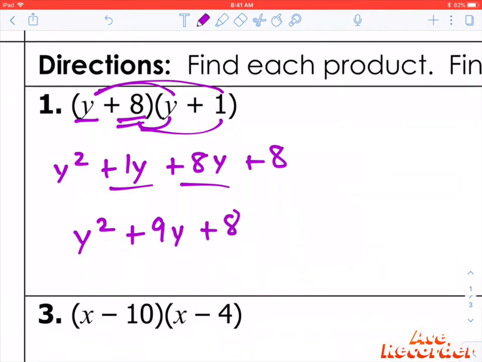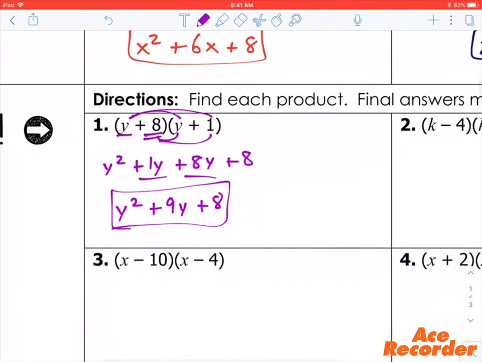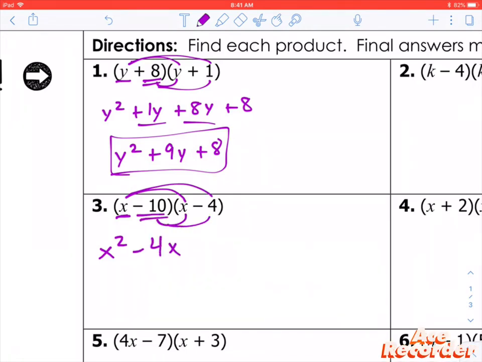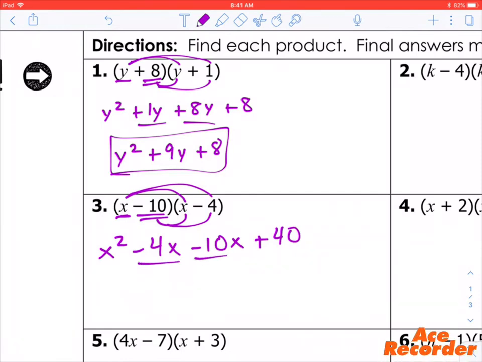So you can kind of see a pattern happening. Usually on these, you're going to have the two middle numbers combining together because they're like terms. Same deal here. X times both. X times x is x squared. X times negative 4 is negative 4x. And then we've got negative 10 times both. So negative 10x. And then look at this, negative times negative. Negative 10 times negative 4 is positive 40. So you've got to be careful about your signs. Middle two combine again. So x squared minus 14x, and then plus 40. And we're done.